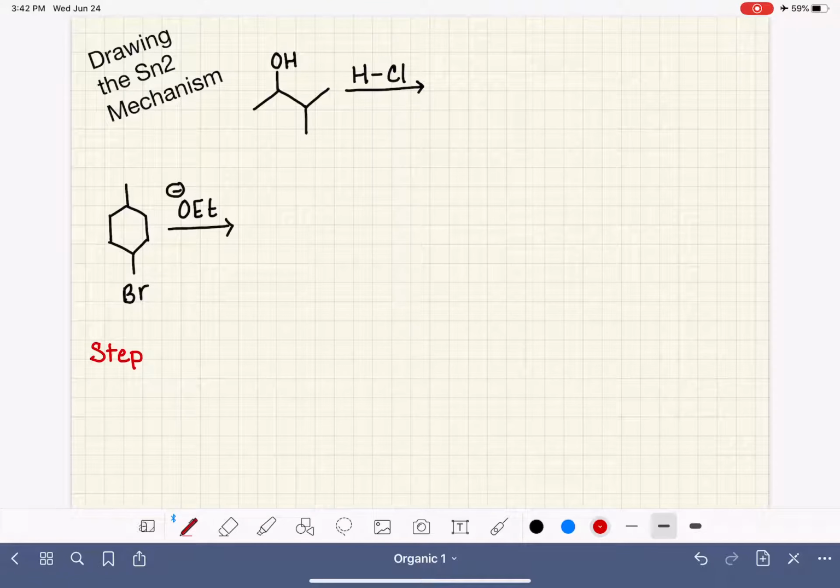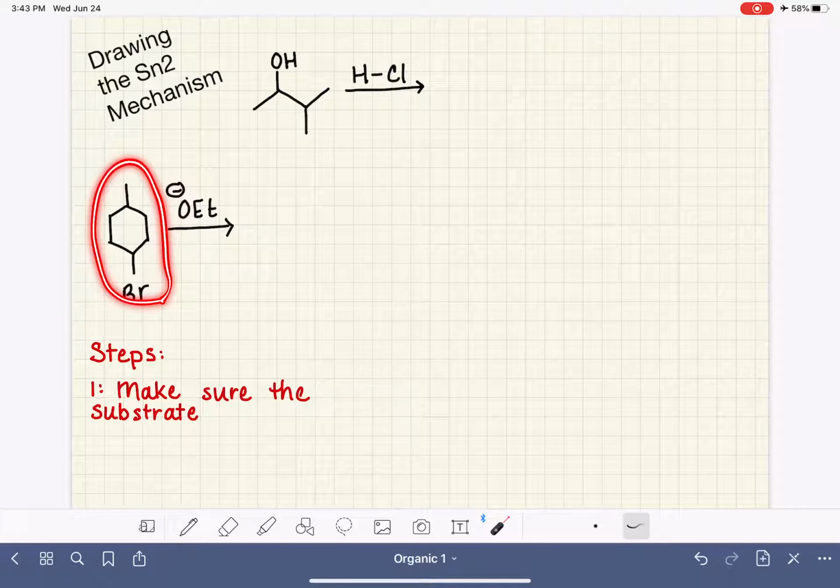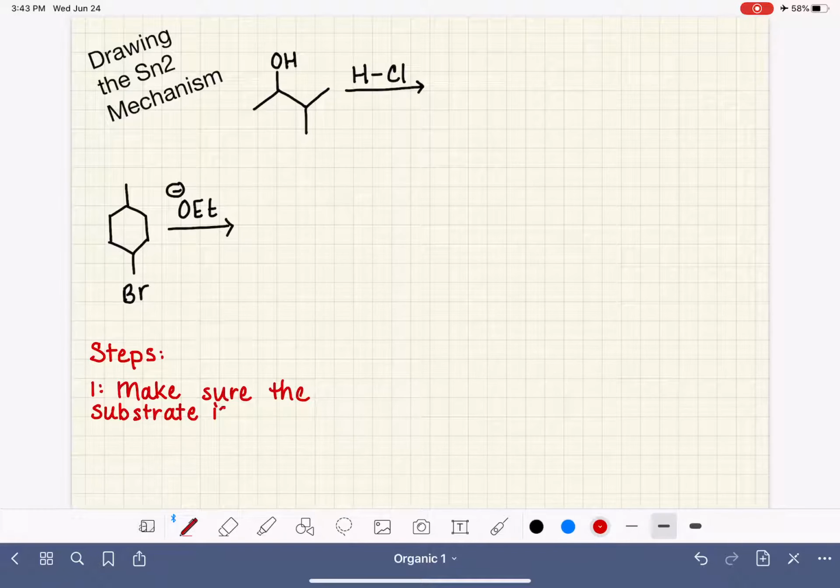The first thing that you do, and maybe this isn't really a step of the mechanism, is confirm that the substrate, the molecule that is the electrophile in this reaction, is capable of doing an SN2 reaction. So we want to make sure the substrate, or the electrophile, in a lot of cases an alkyl halide, is not tertiary.